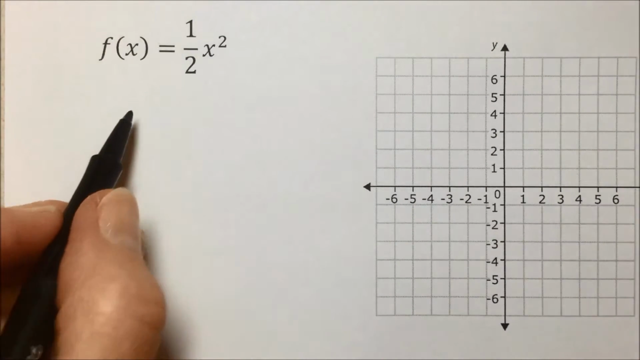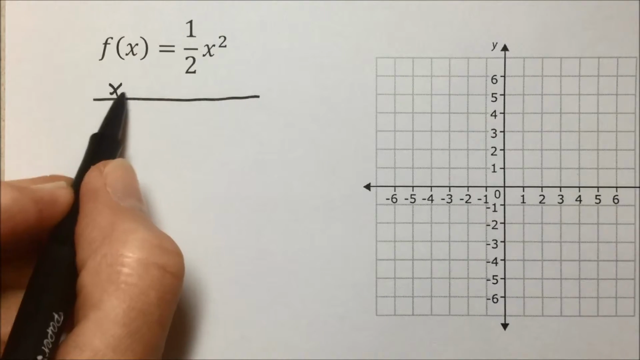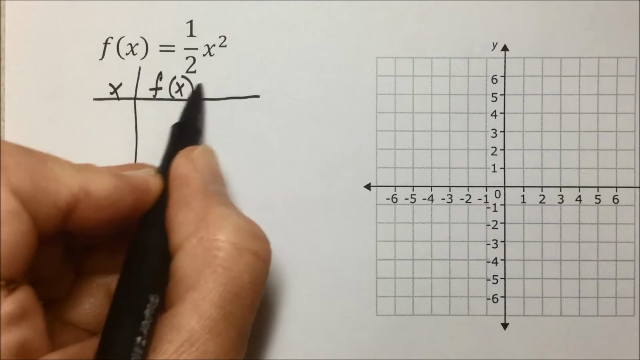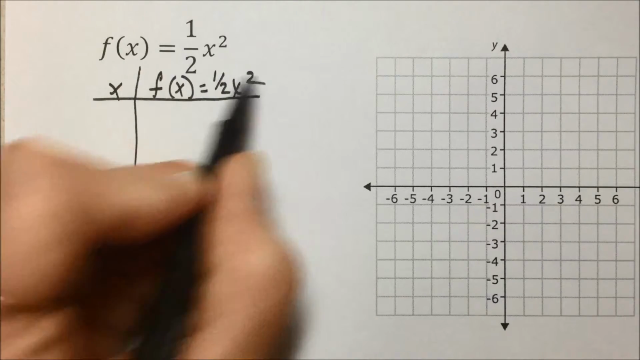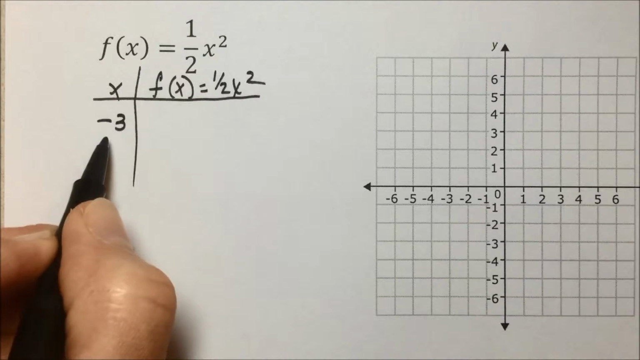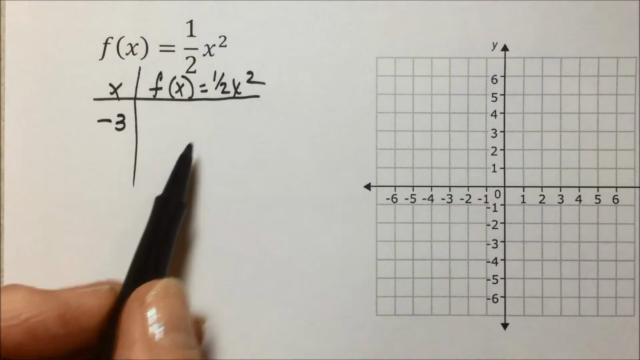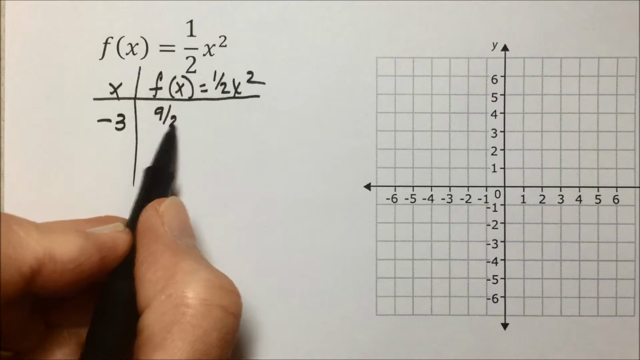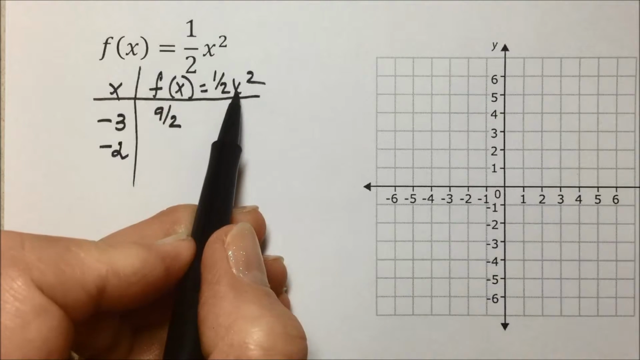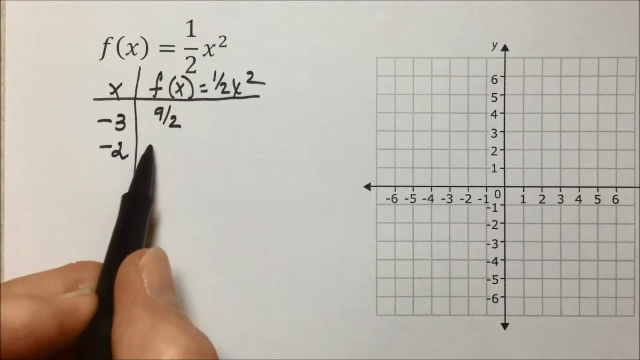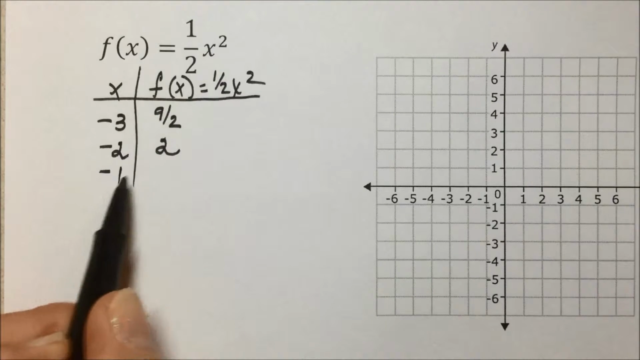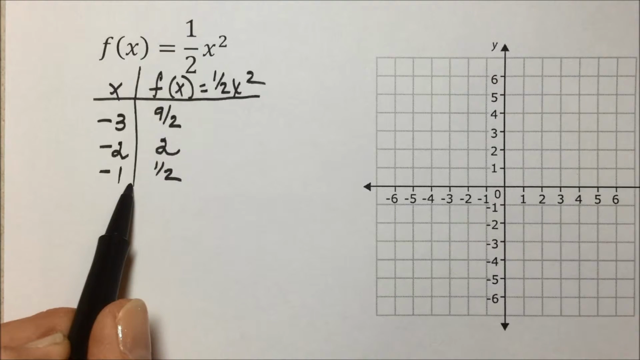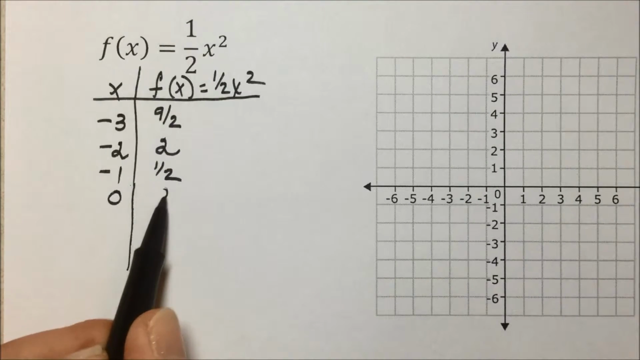So plugging in some values here, like we did in the last example, in our function, let's see what we get. If we choose x to be -3, we'd have -3 squared, which is 9, times 1/2 is giving us 9/2. -2 plugged in, -2 squared is 4, 4 times 1/2 is 2. Putting in a -1, -1 squared is 1, times 1/2 is 1/2. 0 will give us a 0.